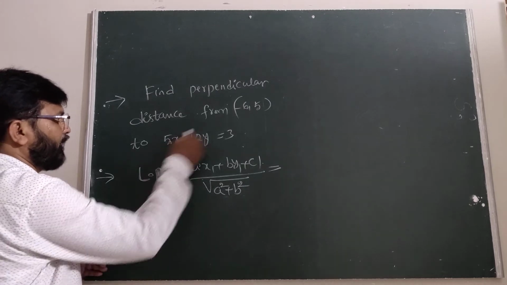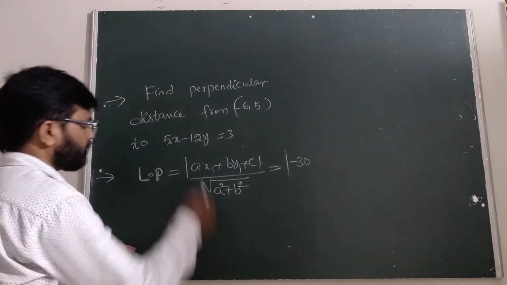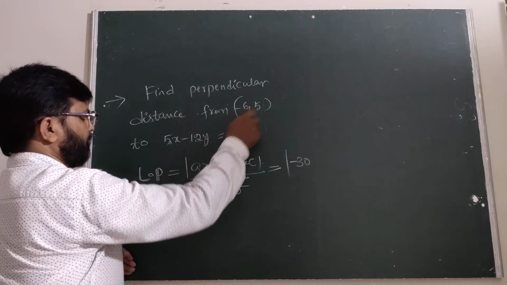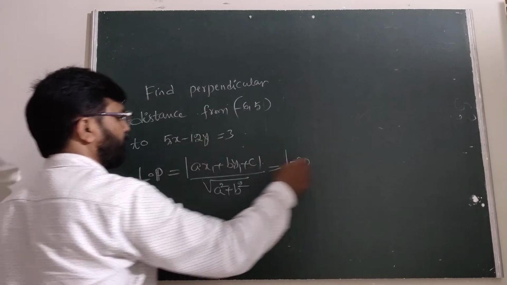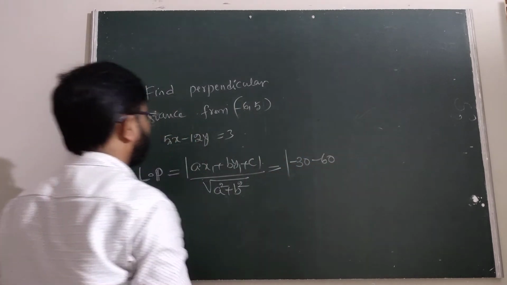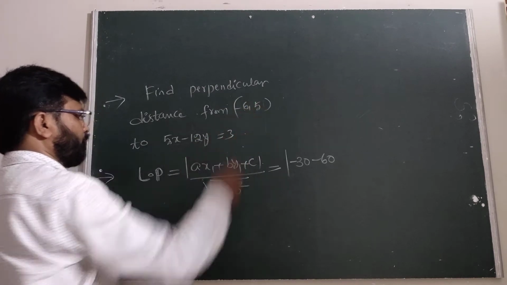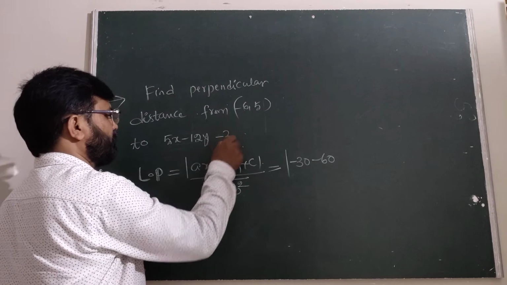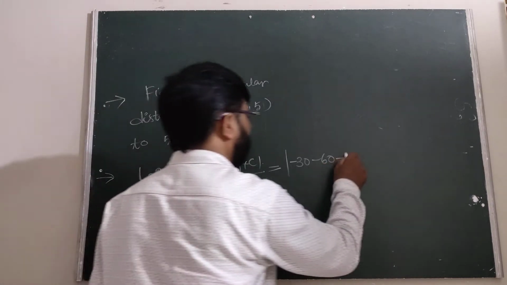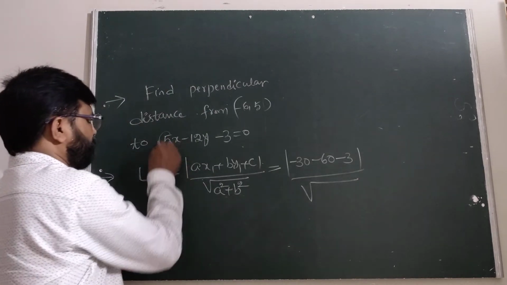Here ax1 is 5 into -6, that is -30, minus 12 into 5, that is minus 60. Is it clear? 5 into -6 is -30, minus 12 into 5 is 60. The 3 we send to the other side, so this is minus 3, divided by the square root of a square plus b square.